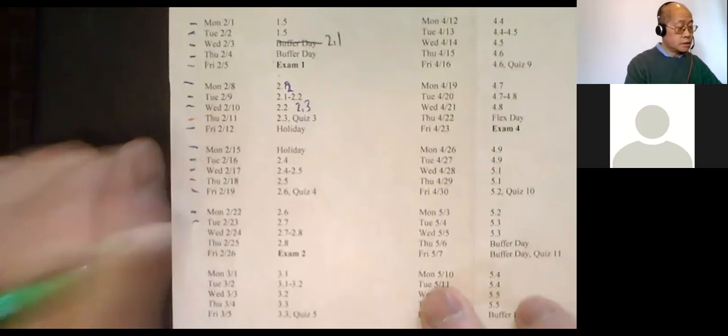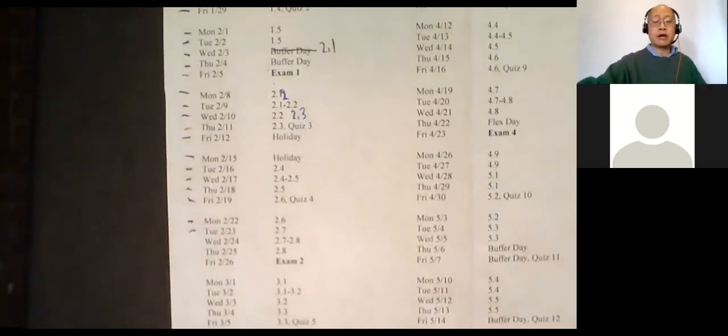All right, so we're down to our last sections, 2.7 and 2.8. Again, I'm going to treat it pretty much as one section. It's just one great big section, so I'll be jumping back and forth between them.